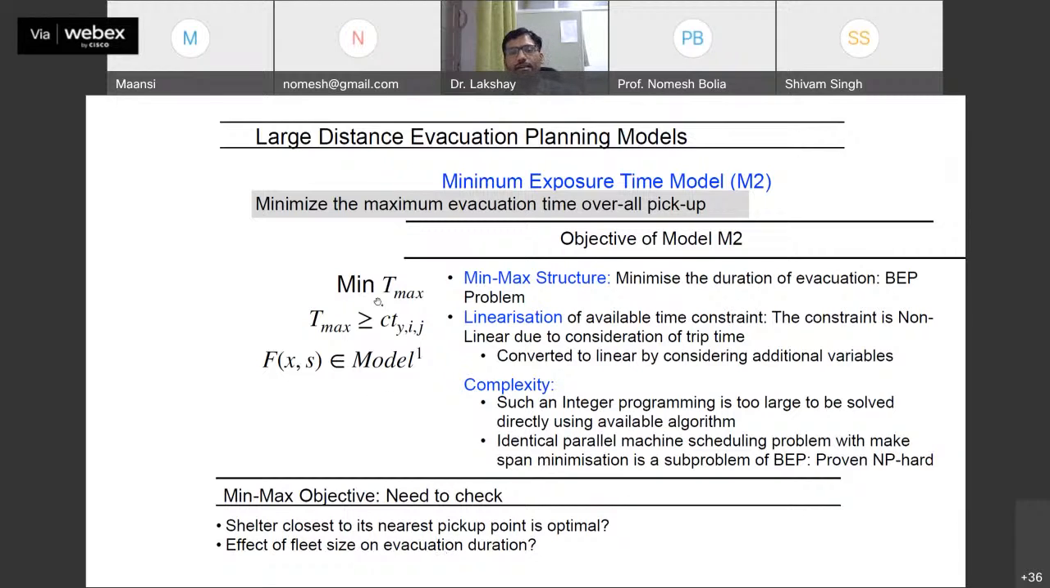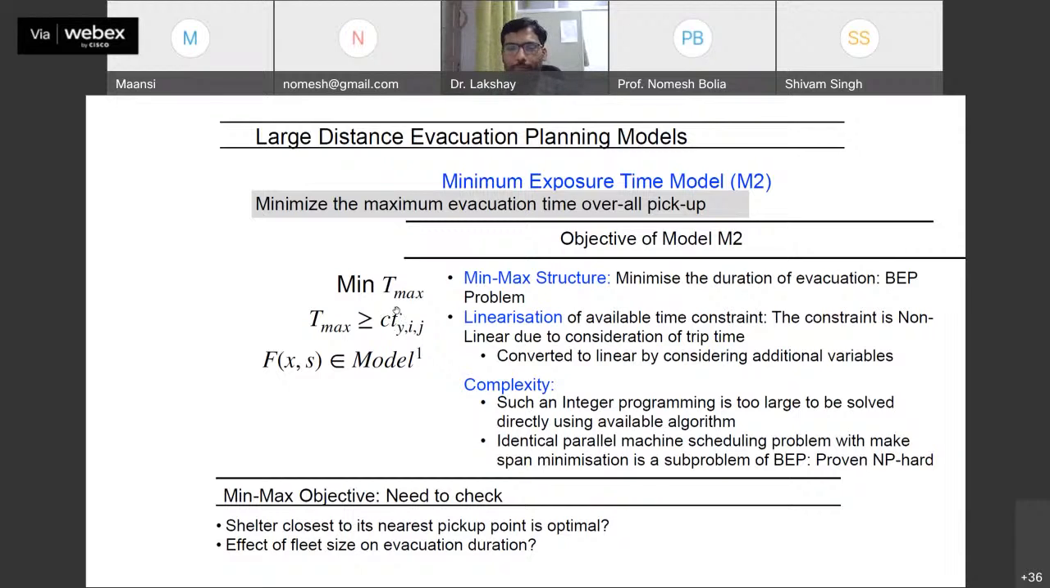So this model is similar to model one. Still there are demand constraint, capacity constraint, and available time constraint. But there is one more constraint, this CT, which we are calling the cycle time. It records that if the bus is making multiple trips, what is the time in each trip, and it sums over all those times. I have deliberately removed how to find this CT.